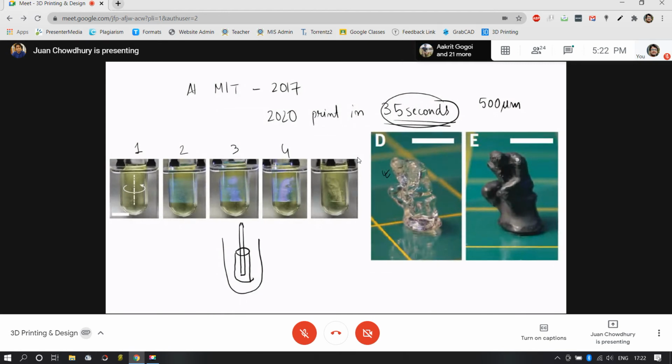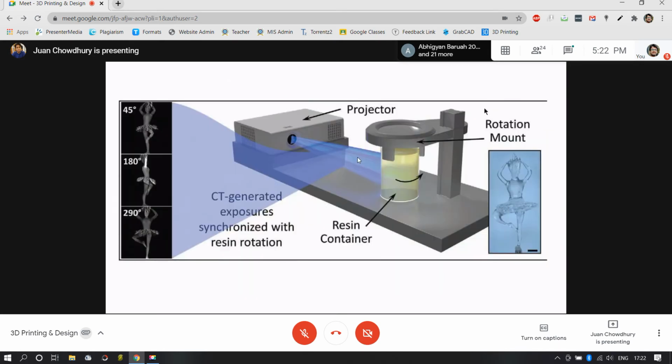Okay, so how do you imagine the machine? Very complicated, very tedious? Actually, no. It's just a simple projector with a DLP chip. I'm sure you are comfortable with what a DLP chip is, and a resin with a rotating mount. It's just that another projector is placed at the bottom of it.